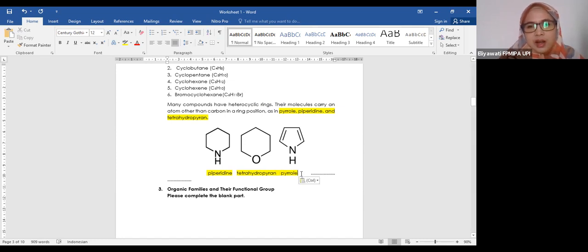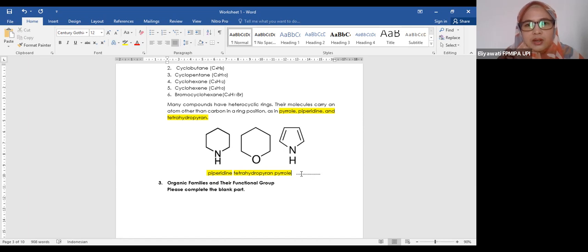In these pictures, I include pyrrole, piperidine, and also tetrahydropyran to show you that when carbon atoms form a ring, a carbon ring or cyclic ring, it's not only combined with other carbon atoms, but sometimes also binds with, for example, nitrogen, or with oxygen, and it can form a cyclic compound or ring.